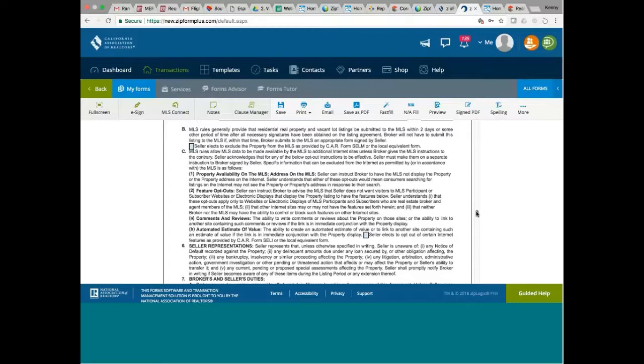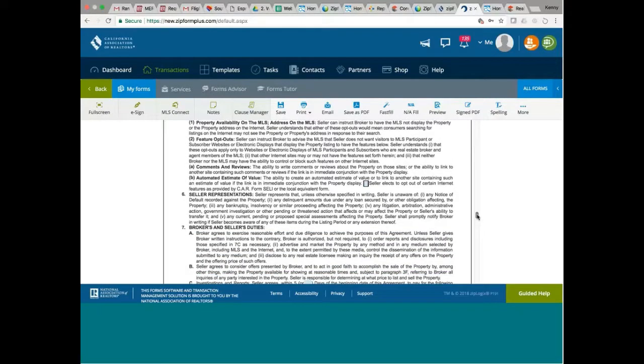Feature opt-outs. So the seller can ask the broker to opt out. Comments and reviews. The ability to write comments and reviews about the property on those sites. So basically, you're letting the seller know that after the sale is over, people can write reviews about that property. Automated estimate of value. Sites like Redfin or Zillow will volunteer the estimated values, even if you did not ask for them.